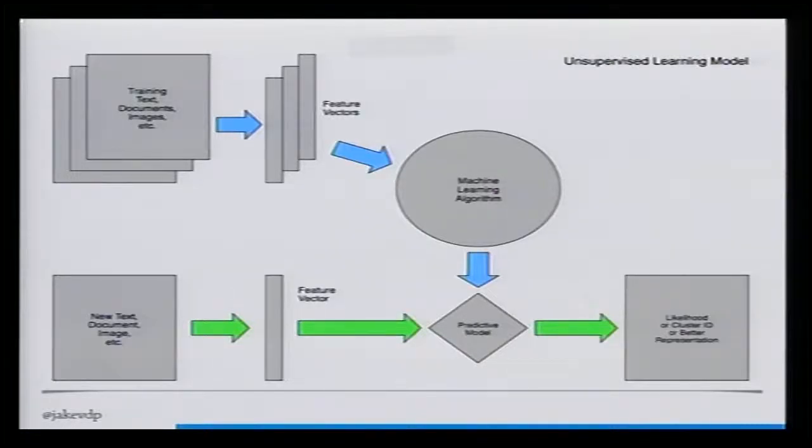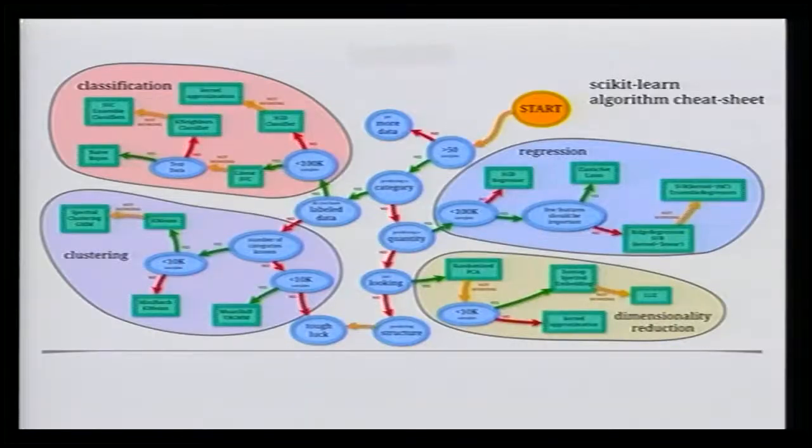In the unsupervised settings, since the labels are missing, the output is different. So in general, we may have a likelihood or a cluster ID, which is the cluster or the group where the data belongs to. Okay, so this is the general introduction of the techniques and the stuff we are supposed to deal with.